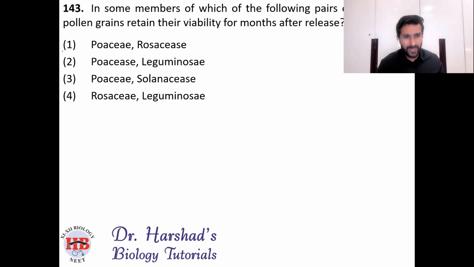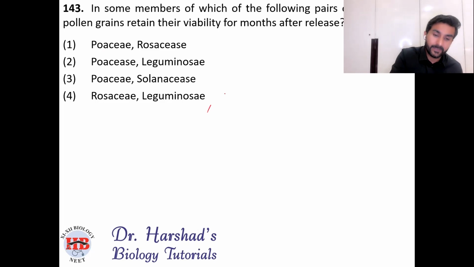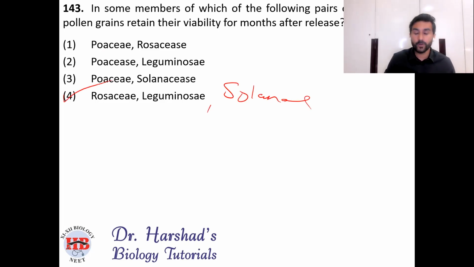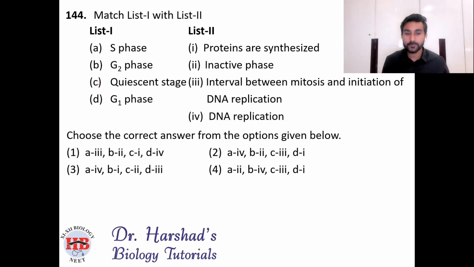In some members, which of the following pairs of families have pollen grains that retain their viability for months after release? If you remember, there are 3 families given in your NCERT whereby the pollen grains have a viability of months. One is Rosaceae, the other is Leguminosae, and the third would be Solanaceae. So our answer for this would be option number 4, which has the 3 families, Rosaceae, Leguminosae, and Solanaceae.